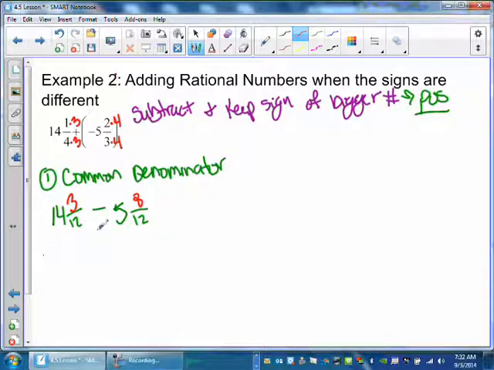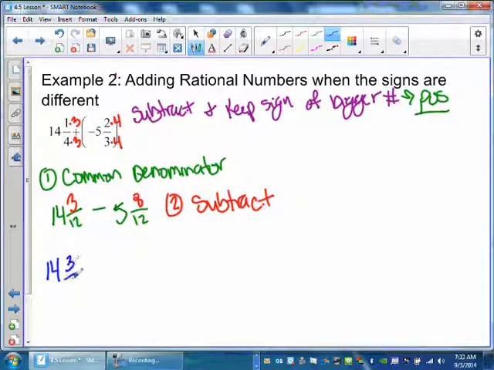Okay, so my second step is to actually do the subtraction. Looking here, I can see right away that I cannot do 3 minus 8. I'm going to need to do what's called borrowing. You have learned this before, so pay very close attention to how I'm going to do this. I can't do 3 minus 8, so I need the 3 to be bigger. So I'm going to take this 14 and 3/12, and right here I am borrowing.